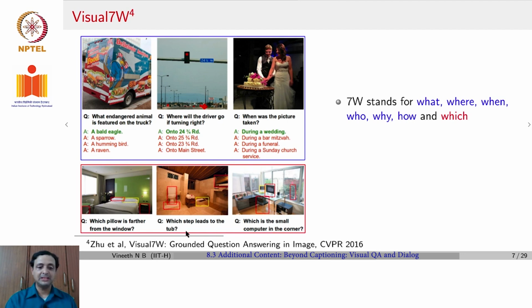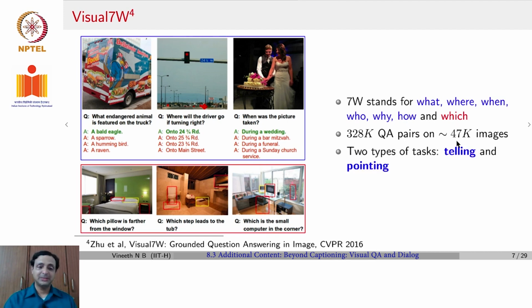Which step leads to the tub? Once again, the answer would be in the yellow box here. Which is the small computer in the corner? Once again, the answer is in the yellow box here. That's the reason it's called Visual 7W. This dataset has about 328,000 question answer pairs on around 47,000 images. As we just saw, there are two kinds of tasks: the telling task, which is what we saw on the top row, and the pointing task, where we have to point to a particular part of the image to answer the question.